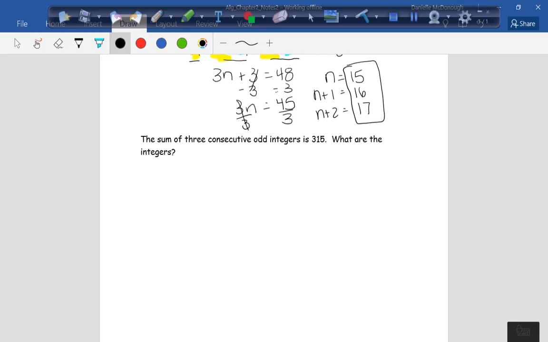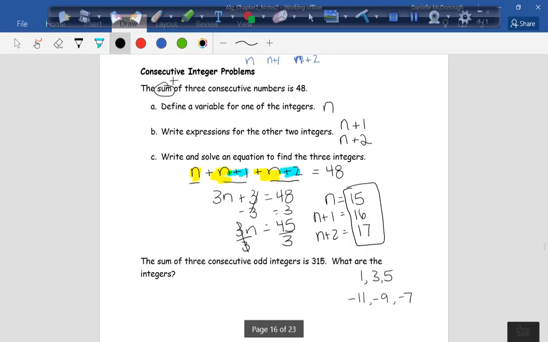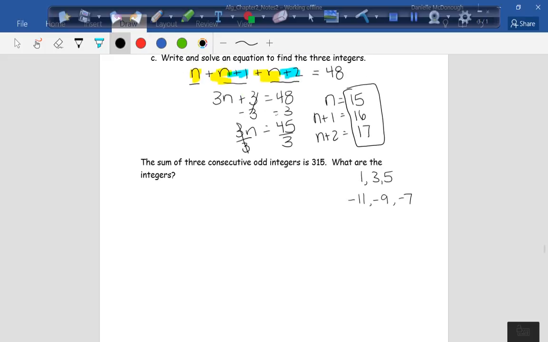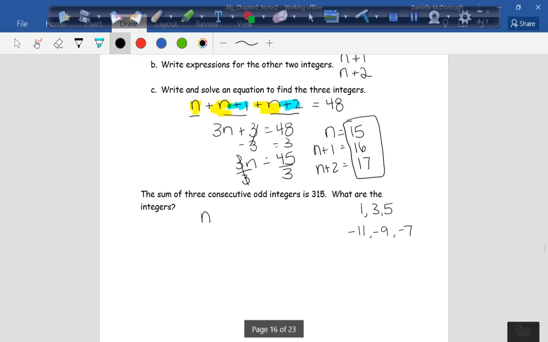So this next one says the sum of 3 consecutive odd integers is 315. What that means is 3 consecutive odd integers would be like 1, 3, and 5, or -11, -9, and -7. So there are 3 odd numbers all in a row. The first thing we want to do, just like up top, is define a variable for one of the integers. So I'm going to say it's n. Now we need to write expressions for the other 2 integers.